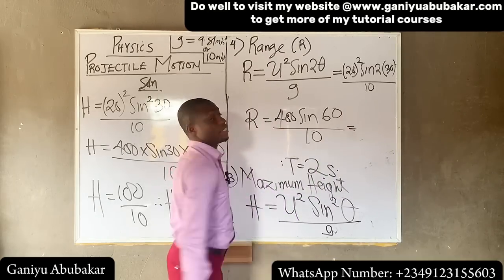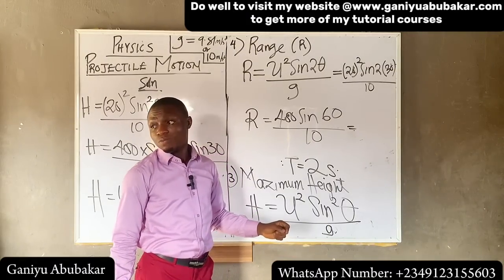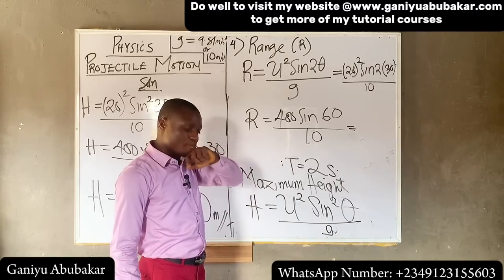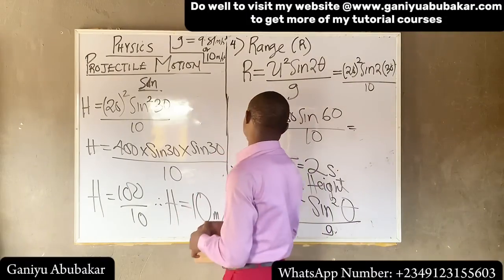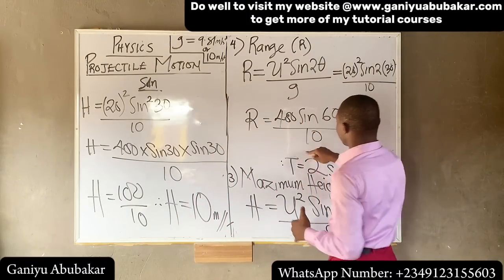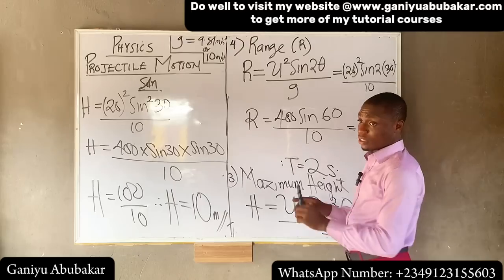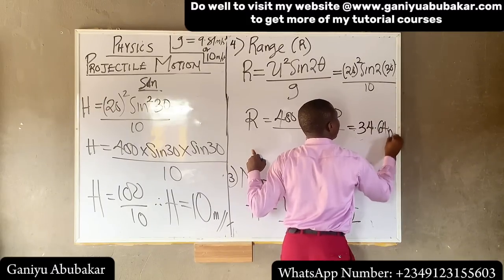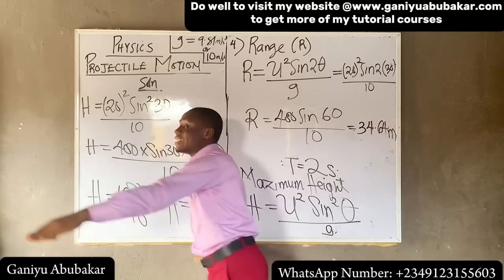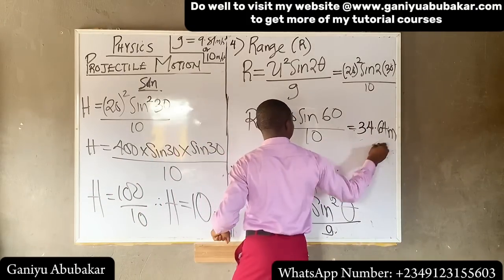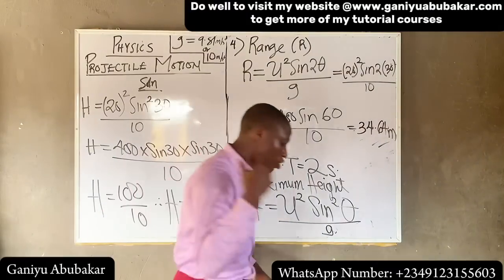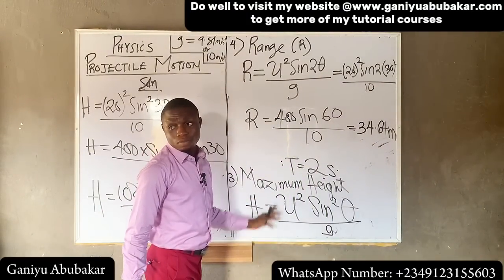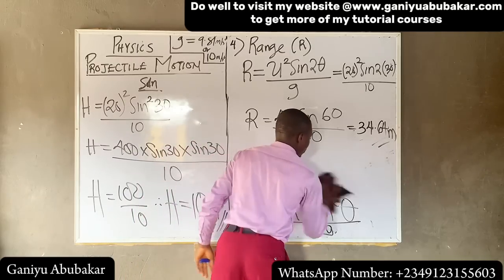What is 400 times sine 60 divided by 10, everything together? 34 point something, in meters, because I said maximum horizontal distance in meters. So this is the answer in meters. Since I solved this particular problem, correct this part? Okay, then I solve this.